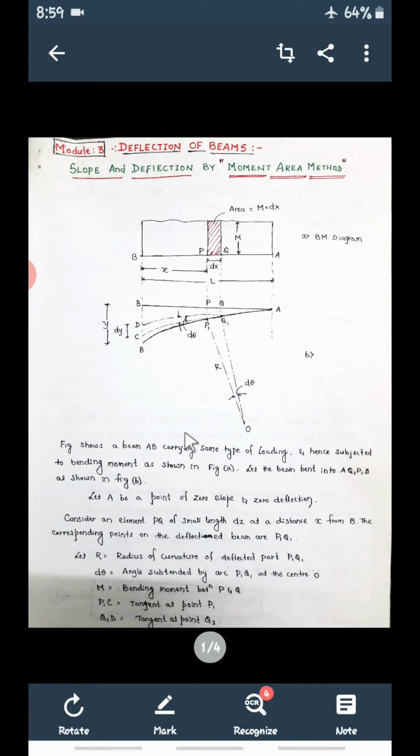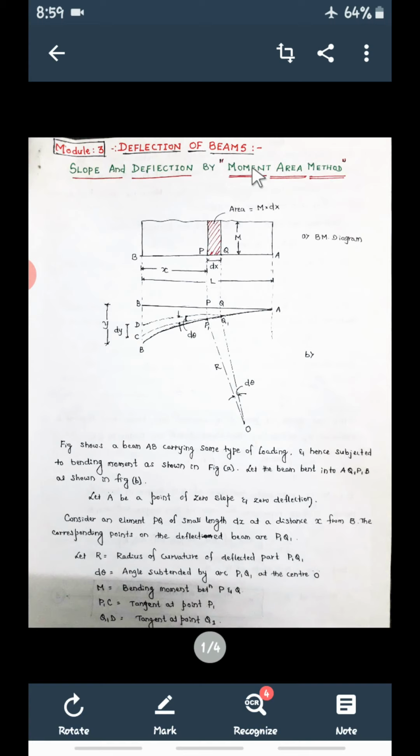In the previous sessions, we have completed the module on arches and cable structures. So let us start with another important module of this subject, that is module number 3. Module number 3 covers deflection of beams.